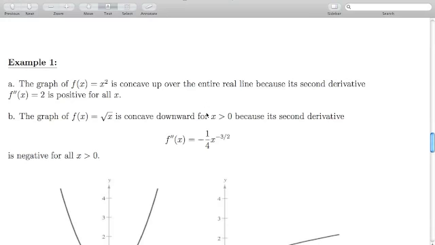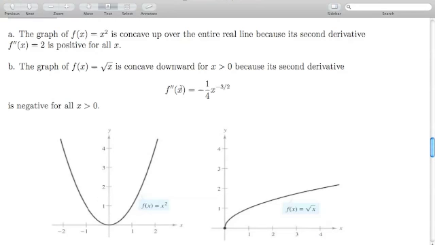So with example 1, we're just exploring the concavity of these functions. In part A, we're looking at the graph of f of x equals x squared. Now, f of x equals x squared is going to be concave up over the entire real line because if you take f double prime of this, you get 2. And this is going to be positive for all of your x. So notice that your f double prime is positive for all of your x, so it's always going to be concave up in this case.